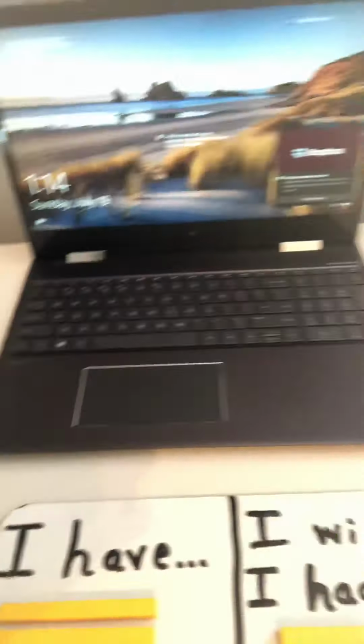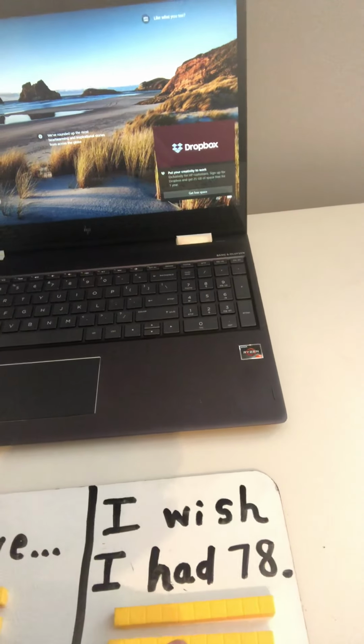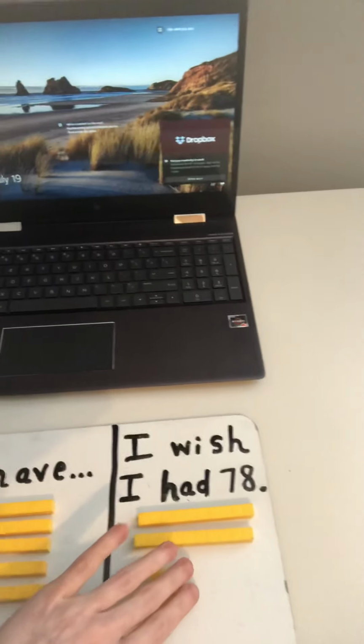Let's think about that. Well, I know that 5 and 3 makes 8. Is that the only way? Using our fingers? I know 4 and 4 makes 8. I know 6 and 2 makes 8. There are a bunch of different ways that we can make 8. So let's count our ones out to make 8. 70, 71, 72, 73, 74, 75.